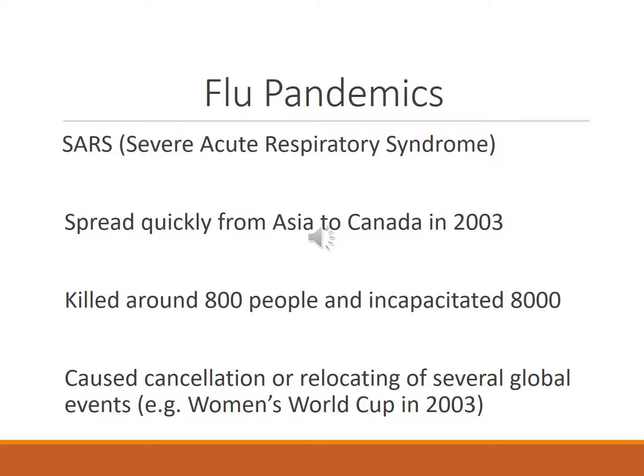So, as already mentioned, one of the worst flu outbreaks, one of the worst pandemics that we saw, was in 1918. But more recently, we've seen some pandemics that were of significant consequence, although not killing nearly as many people as the one in 1918 did. In the early 2000s, we saw the outbreak of SARS, which is sort of a variant of the flu virus. SARS stands for Severe Acute Respiratory Syndrome.